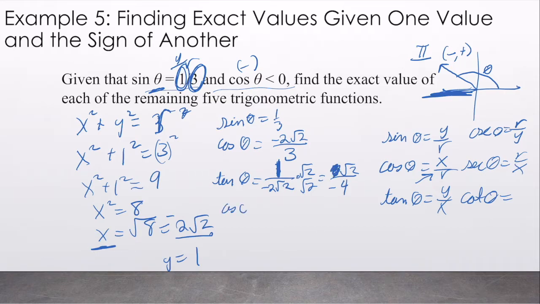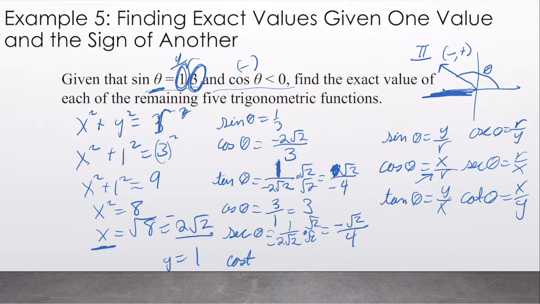Cosecant of theta equals r over 1, which is just 3. Secant of theta equals 3 over -2 square root of 2. Multiply both by square root of 2. I again get negative 3 square root of 2 over 4. And last, for cotangent, which is x over y, I have -2 square root of 2 over 1. So I just get -2 square root of 2.